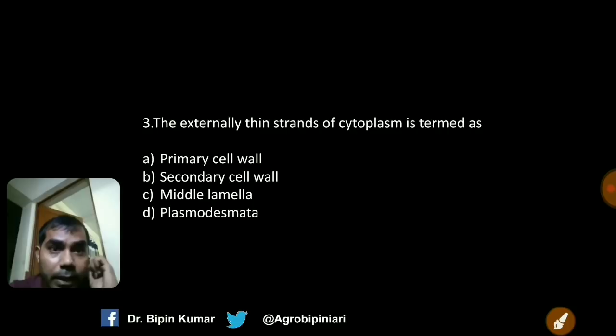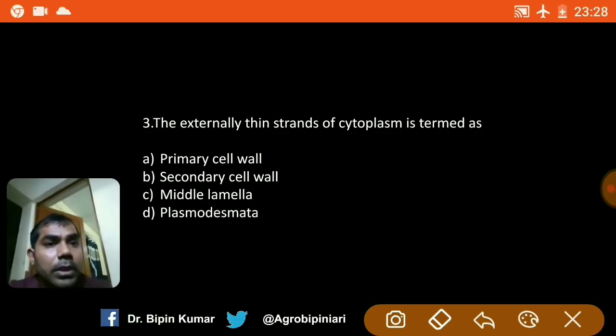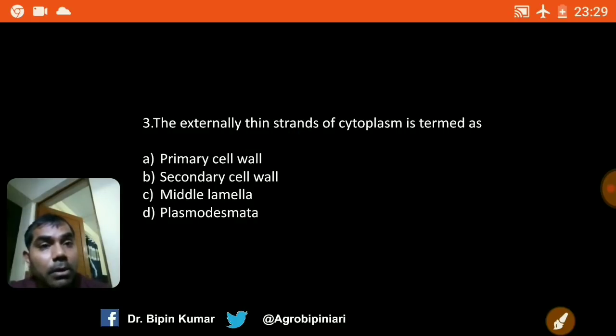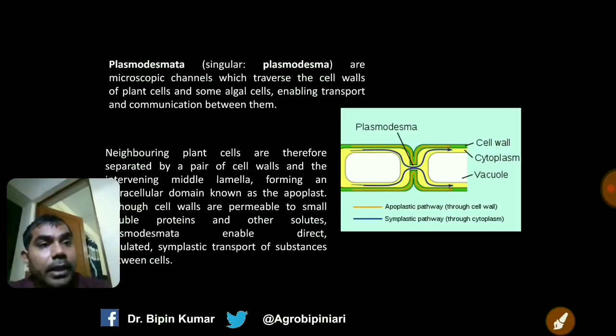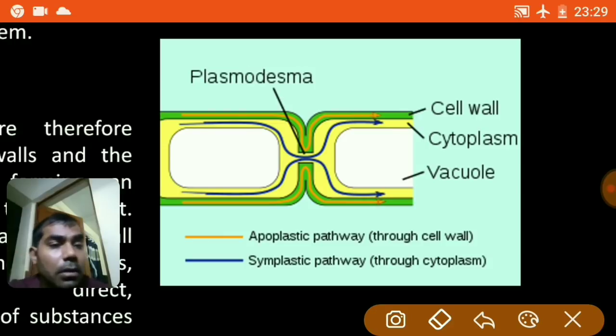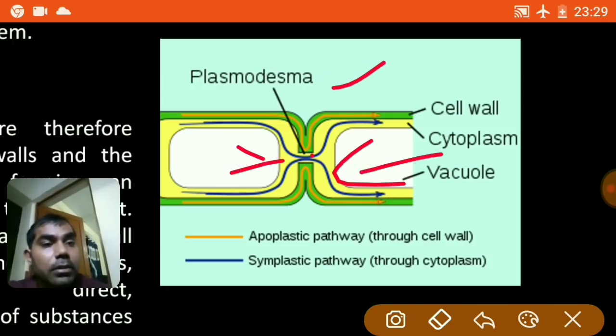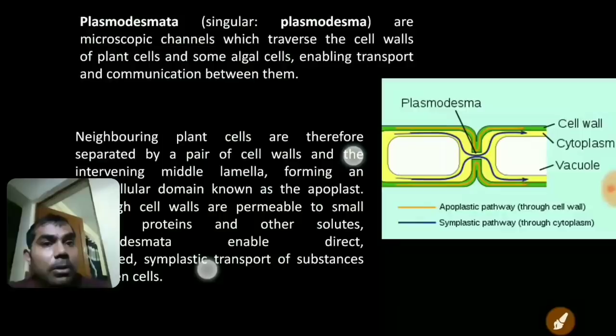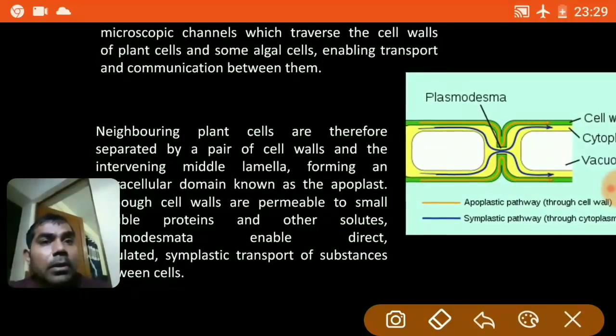The third question is: the extremely thin strand of cytoplasm is termed as. So here our answer will be D, plasmodesmata. So let's move to some more explanation about plasmodesmata. Here we can see the structure of plasmodesmata. Plasmodesmata are very thin membrane-lined channels, and the role of plasmodesmata is to make a connection between different cells. It will make a communication. So here I have already given some explanation about plasmodesmata.